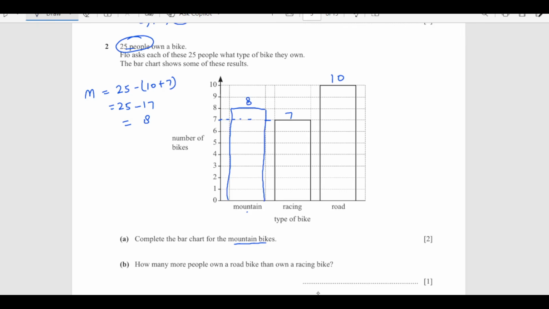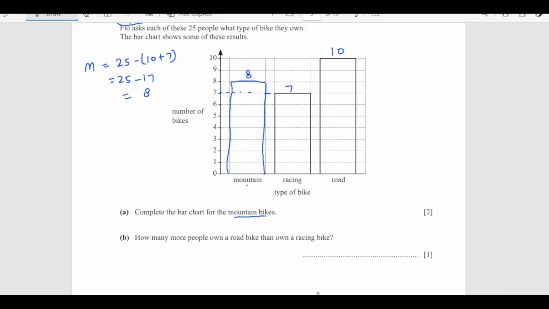So this is 8. Now B part, how many more people own road bike than racing bike? So basically we are comparing this racing and road bike. So the difference is going to give us how much more that is. So 10 minus 7, so this is 3, right?